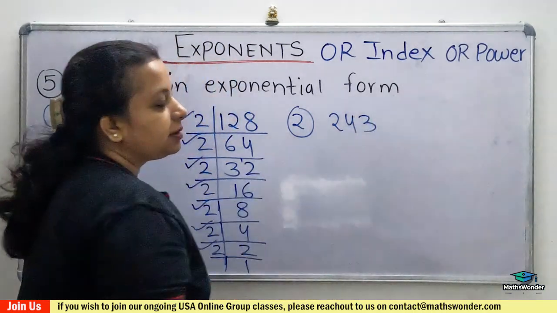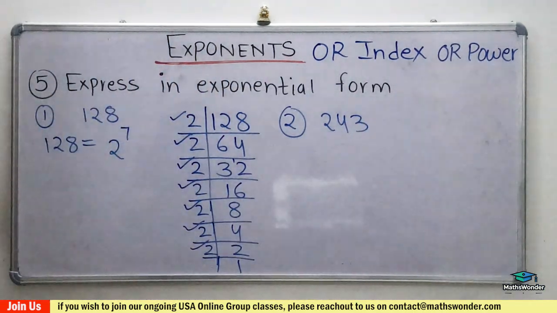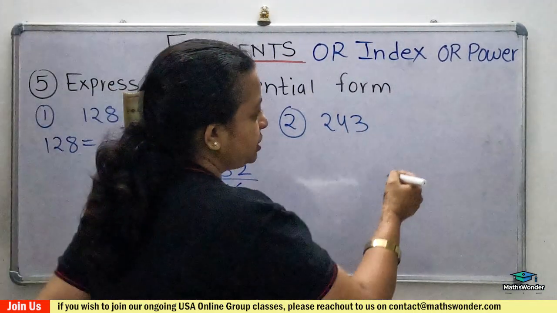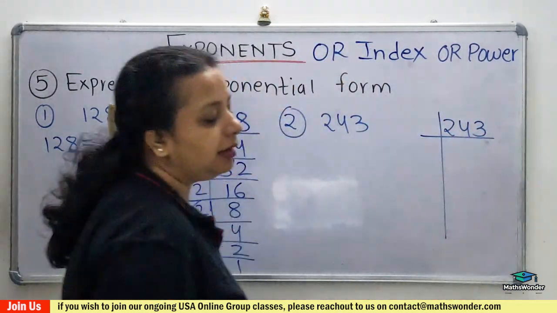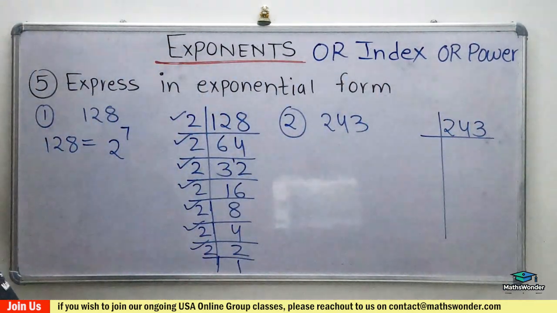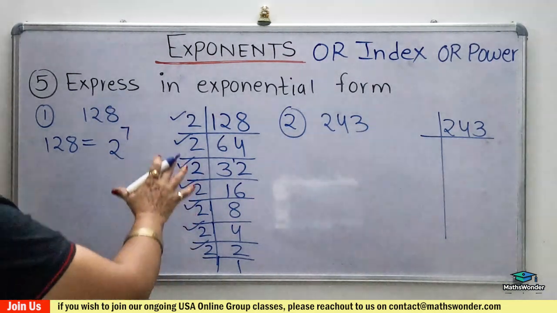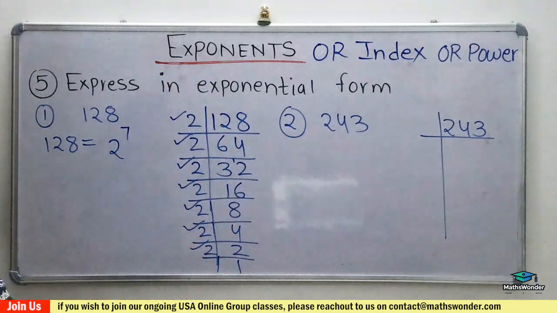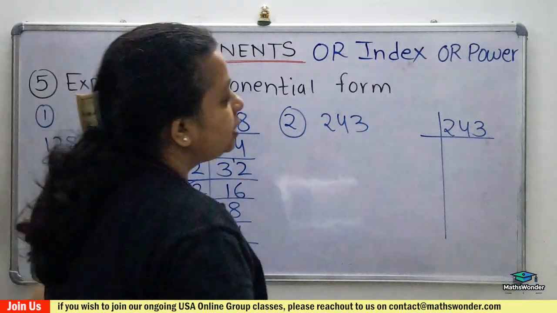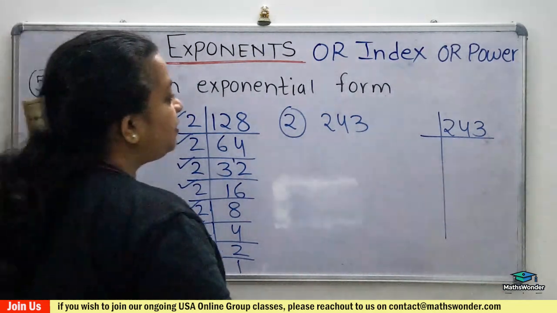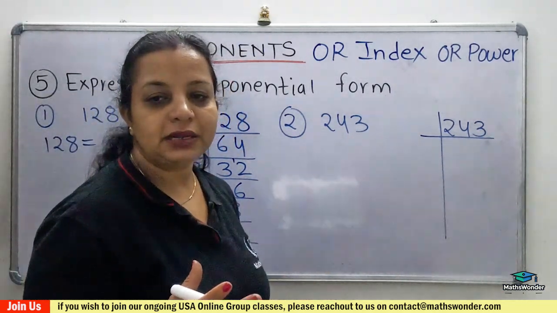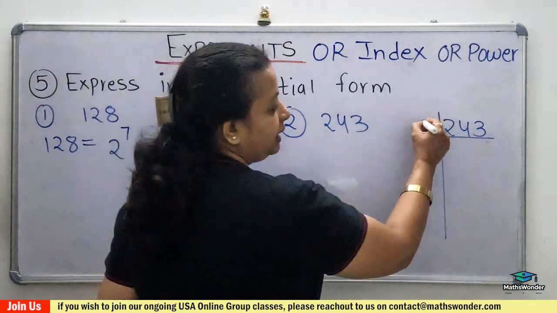243. We are doing the prime factorization of 243. This method, we call it the prime factorization method, right? 243, which smallest prime number will we use here? 243 is divisible by which prime number? The smallest prime number, which is 3, right?